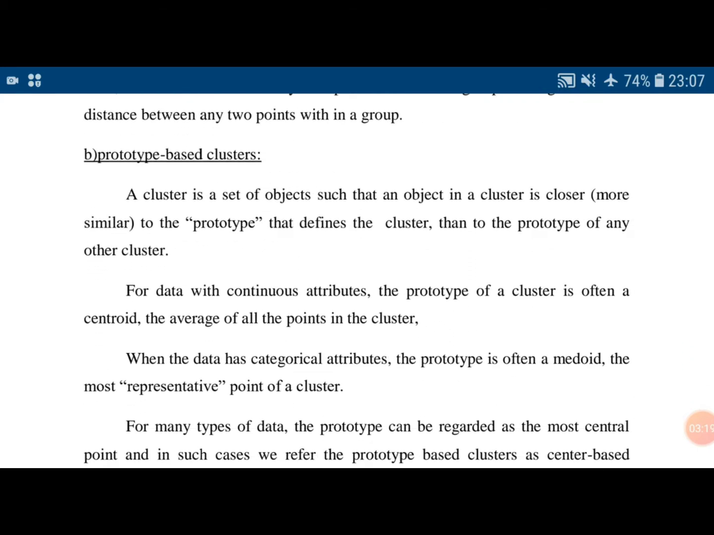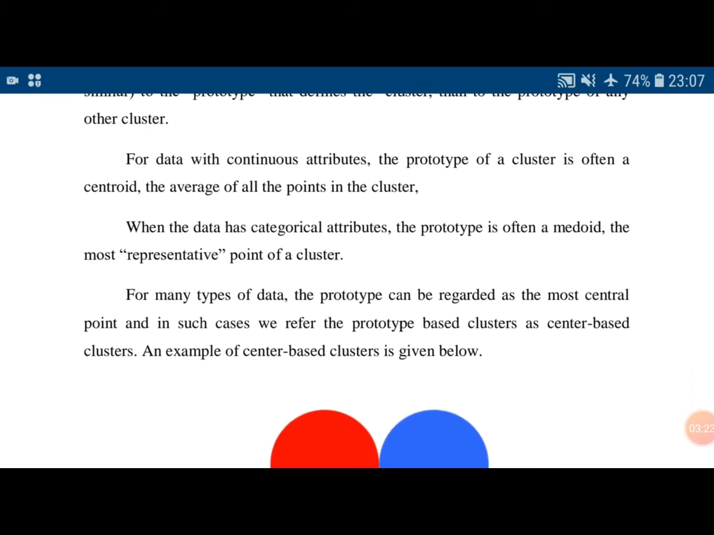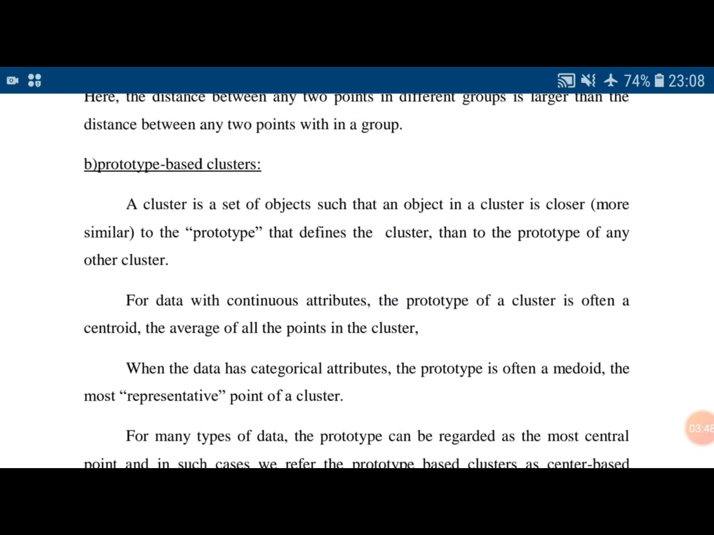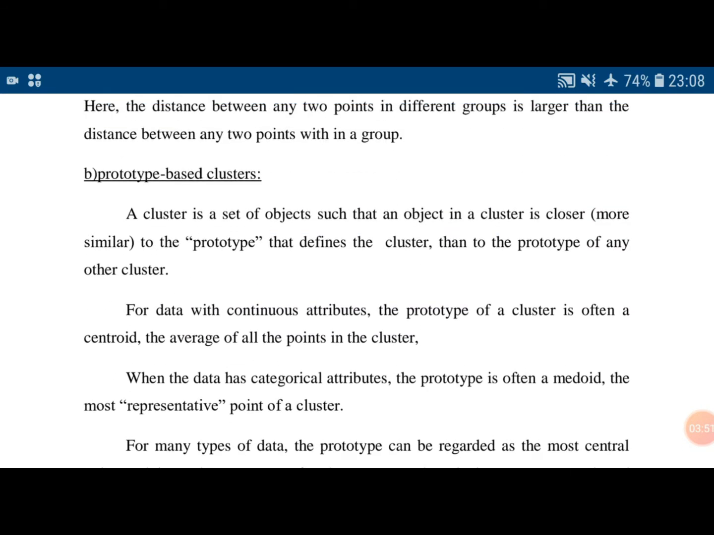Next, second one, prototype based clusters. Here the clustering is done based on the prototype. The attributes may be categorical attributes or continuous attributes. Based on the nature of the attribute, we will divide the data elements into clusters. That is nothing but the prototype based clusters.